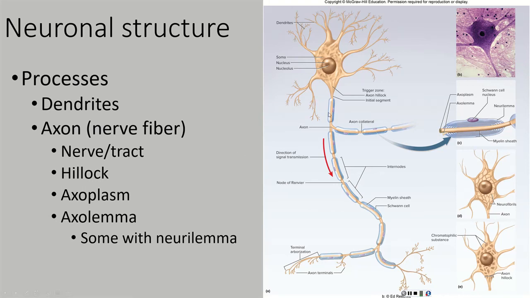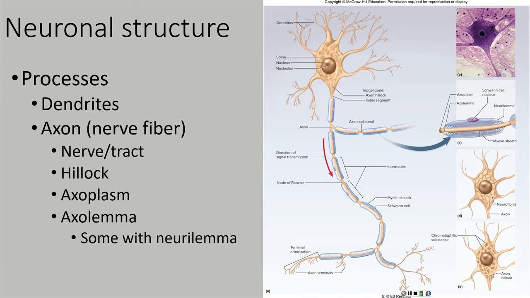Now, each axon is connected to the cell body by this funnel-shaped area. This is called the axon hillock. The axon hillock, sometimes called the trigger zone, is how the neuron cell body connects to the axon.